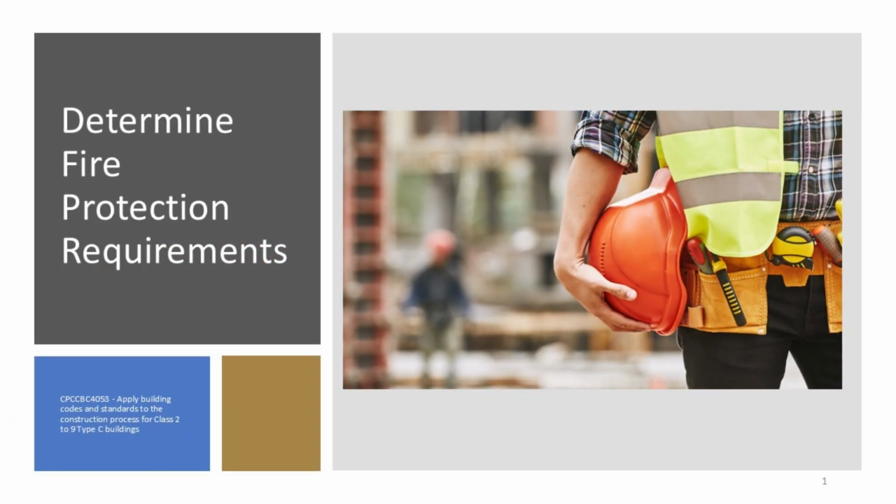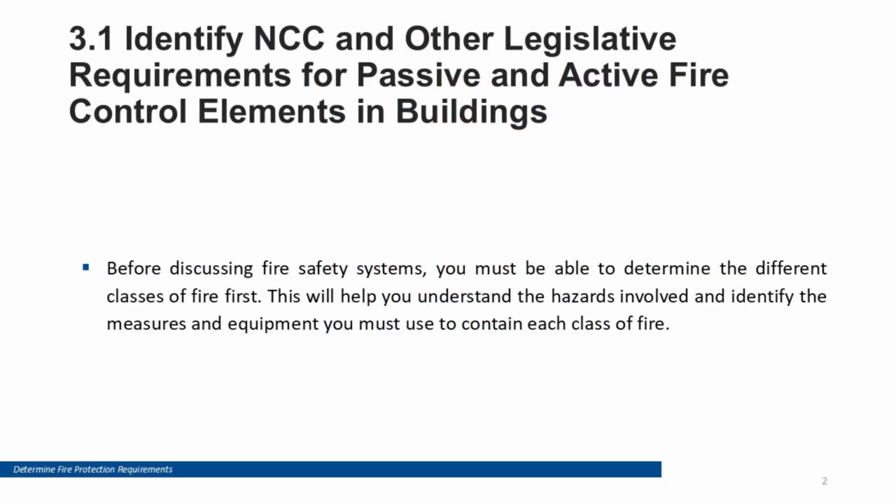Determine fire protection requirements. In this final section, we focus on fire protection, understanding passive and active systems, the required resistance levels for Type C construction, and how to check compliance for the building's fire safety measures. Identify NCC and other legislative requirements.